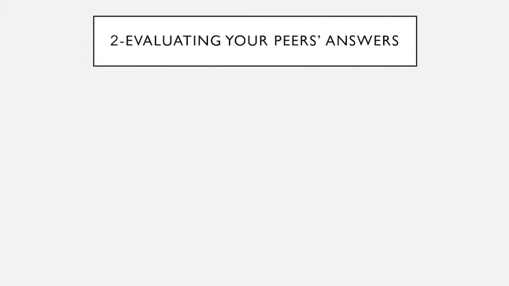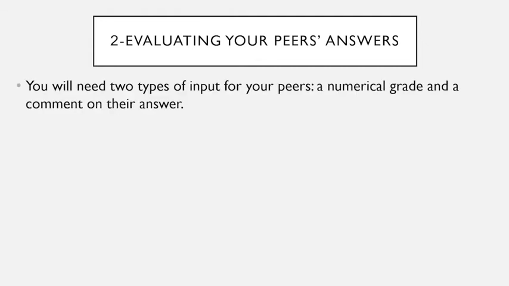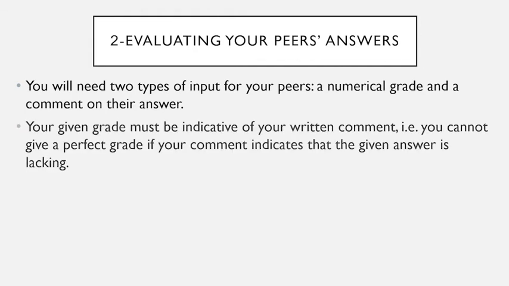Next, evaluating your peers' answers. In our peer review activities, you will be giving two types of inputs for your peers, a numerical grade and a comment on their answer. The numerical grade that you will give will have an effect on the grade of your classmates on the activity. Make sure that your given grade is indicative of your written comments. For example, you cannot give a perfect grade if your comment indicates that the given answer is lacking.